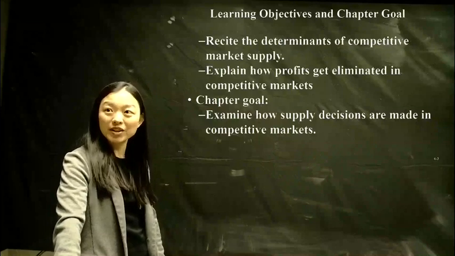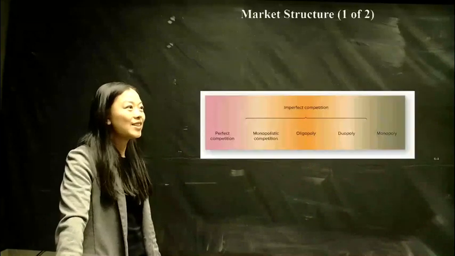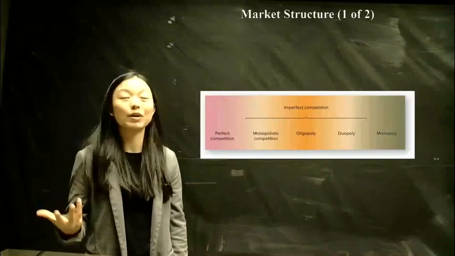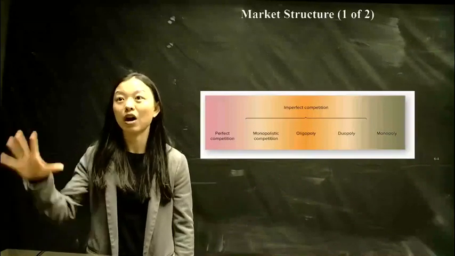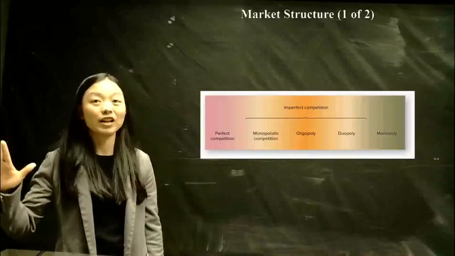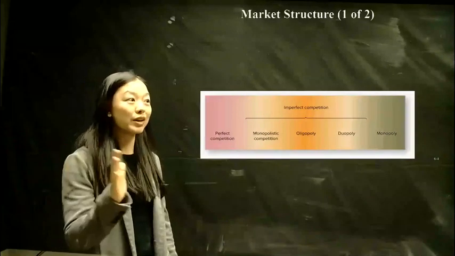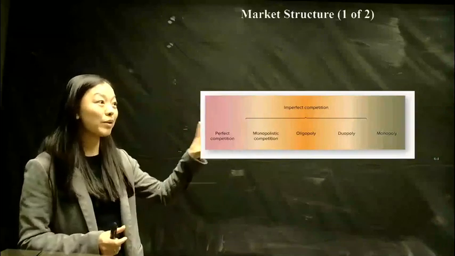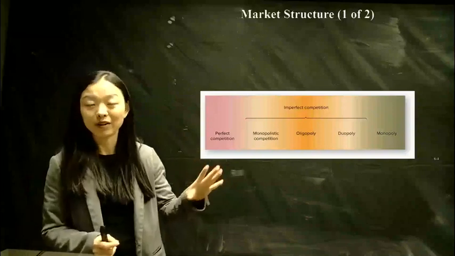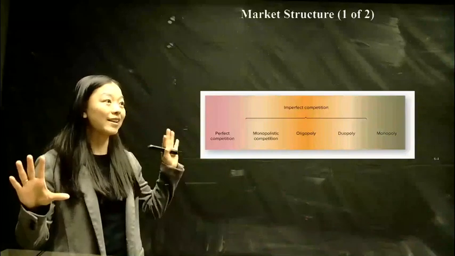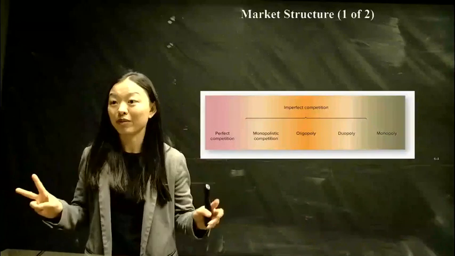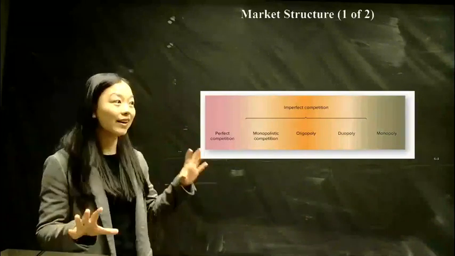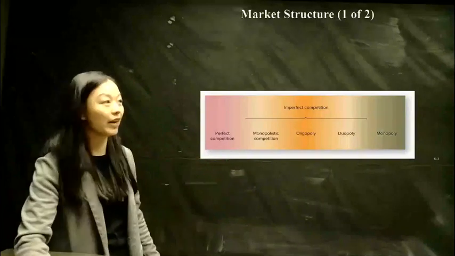Now let's first begin with the market structure. You can see this is a spectrum. On the left hand side, the pink area shows perfect competition. As it moves to the right hand side, the green part shows monopoly. So the pink part and the green part show the two extreme cases: one is perfect competition, and the other is monopoly.